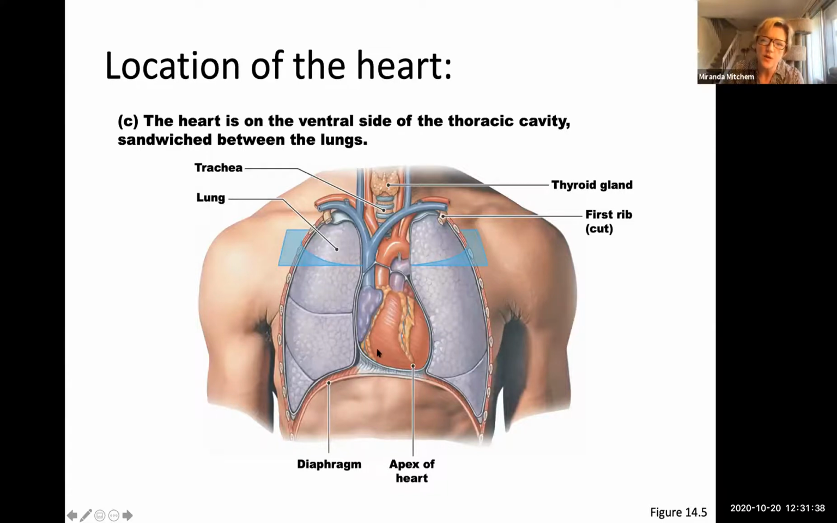So here's the heart. We've got our two lungs. The diaphragm is necessary to generate the right pressure dynamics for both our respiratory as well as our cardiovascular system. The thyroid is here. You can see these blue rings. These are the connective tissue rings that are around the trachea in this case. So these are good anatomical markers when studying this part of the body.